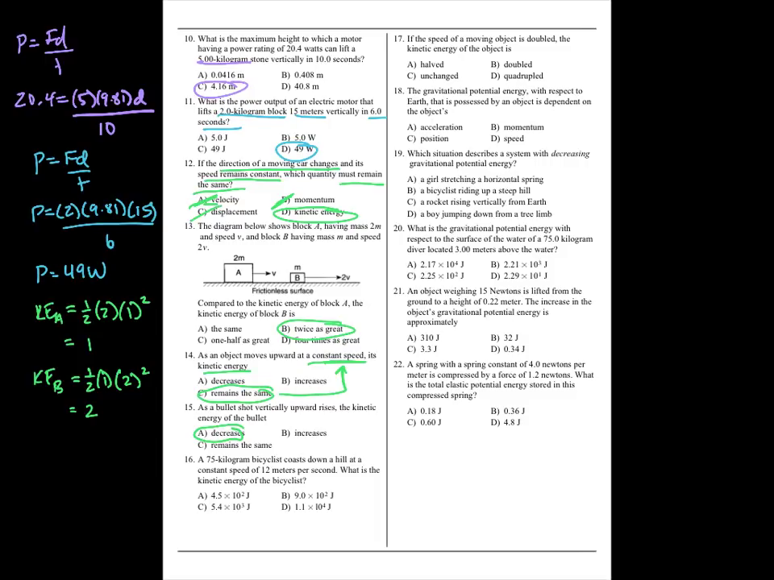Alright, a 75 kilogram bicyclist coasts down a hill at 12 meters per second. What is the kinetic energy? This is straightforward, plug and chug.